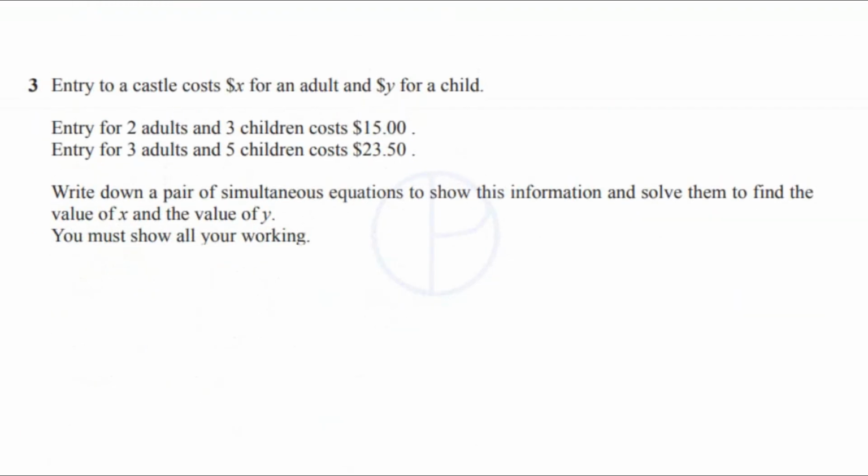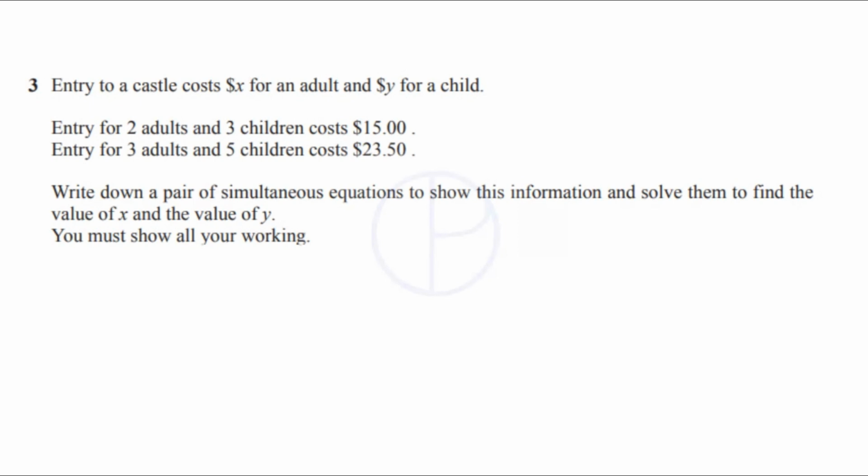The next question is, entry to a castle costs X dollars for an adult and Y dollars for a child. Entry for 2 adults and 3 children costs $15. Entry for 3 adults and 5 children costs $23.50. Write down a pair of simultaneous equations to show the information and solve them to find the value of x and the value of y. You must show all your working.